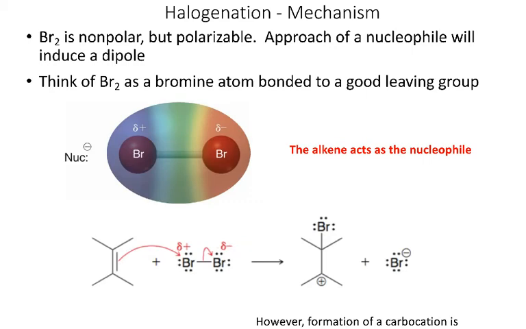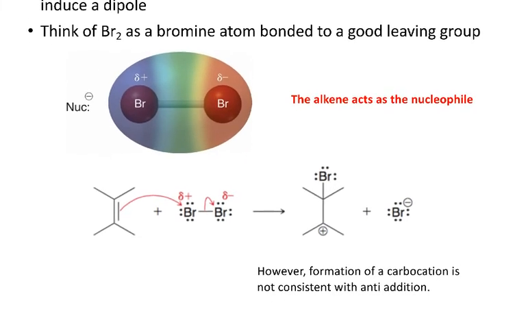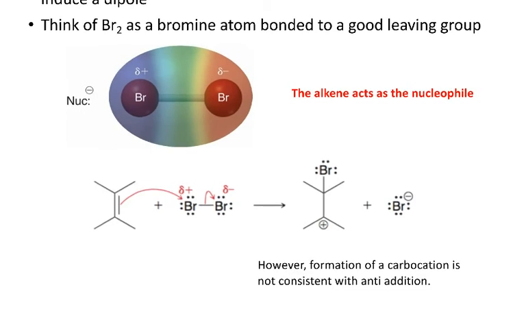So we might think that this proceeds with a carbocation intermediate like our hydrohalogenation and our hydration, but it turns out the formation of a carbocation is not consistent with the stereochemistry. It's not consistent with the anti-addition that we observe. So this is not the correct mechanism. On the next slide, let's look at what actually is the correct mechanism.